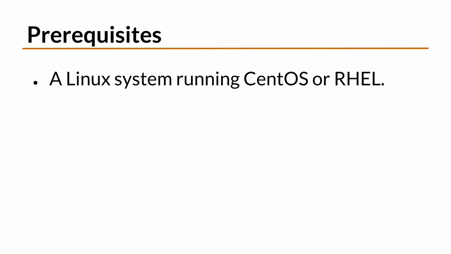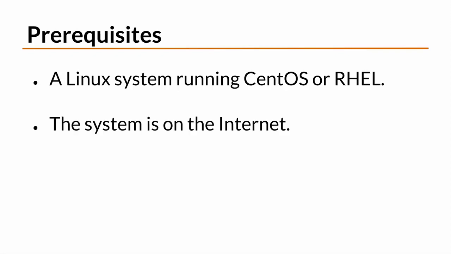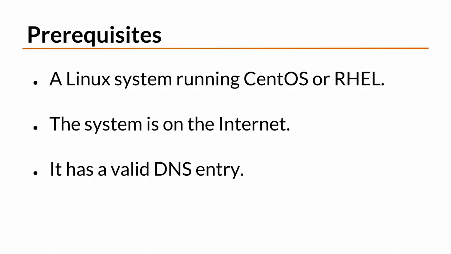The first one is that your Linux system is running CentOS or Red Hat Enterprise Linux. The second one is that your system is accessible over the public internet. The last assumption is that you have a valid DNS entry that points to your Linux system. For example, if your domain is www.example.com, when someone types in that domain in the web browser, they are actually connecting to your Linux server. I've included some additional information about the DNS configuration that you'll need in the project notes and documentation, so if you need additional help, look there.